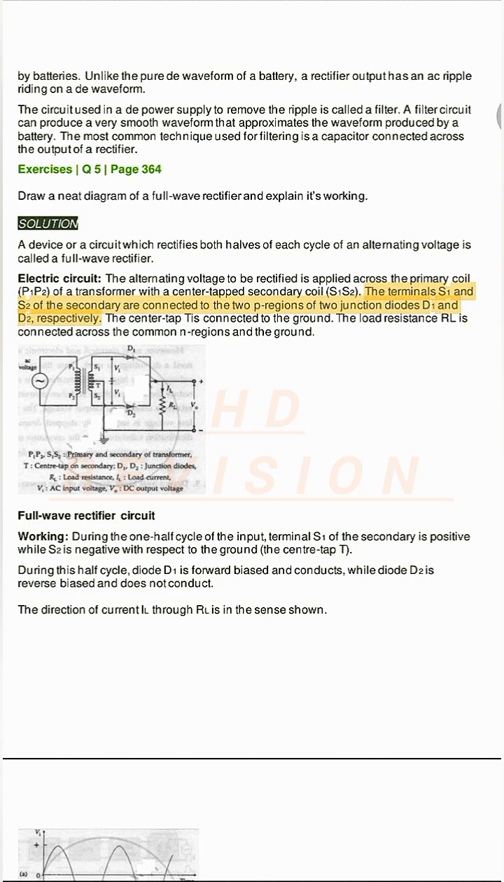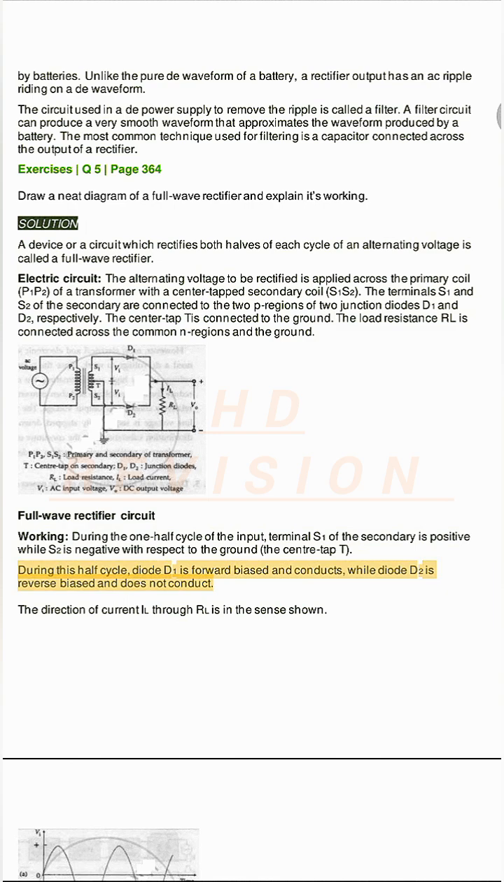The terminals S1 and S2 of the secondary are connected to the two P regions of two junction diodes D1 and D2, respectively. The center tap is connected to the ground. The load resistance RL is connected across the common N regions and the ground. Full-wave rectifier circuit. Working. During the first half cycle of the input, terminal S1 of the secondary is positive while S2 is negative with respect to the ground, the center tap T.